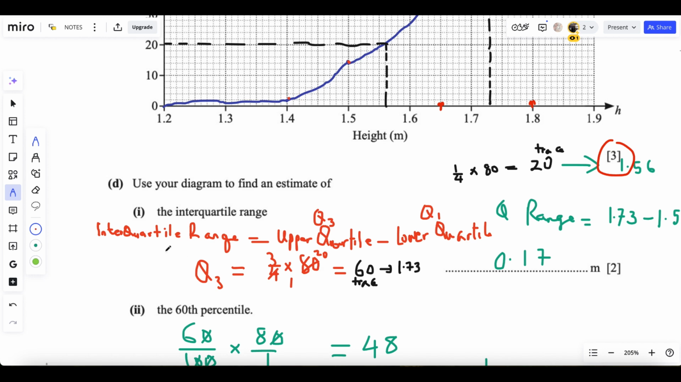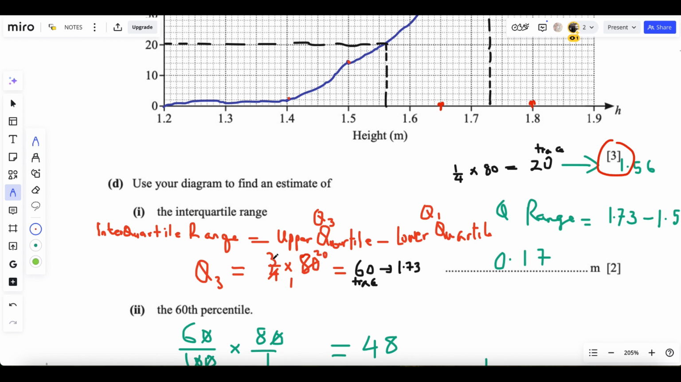The next thing you do is use your diagram to find an estimate of the interquartile range. But before you do that, you have to do a little mathematics. Interquartile range is the upper quartile, which we call Q3, minus the lower quartile, which is called Q1. Q3 is 3 over 4 times the cumulative frequency total, which is 80, the last of the values. So you say 3 over 4 times 80, you get what?